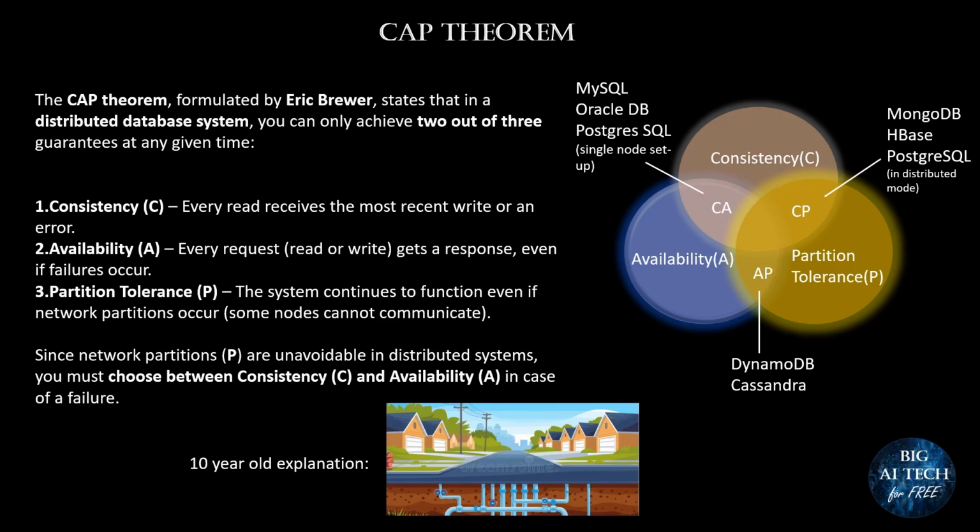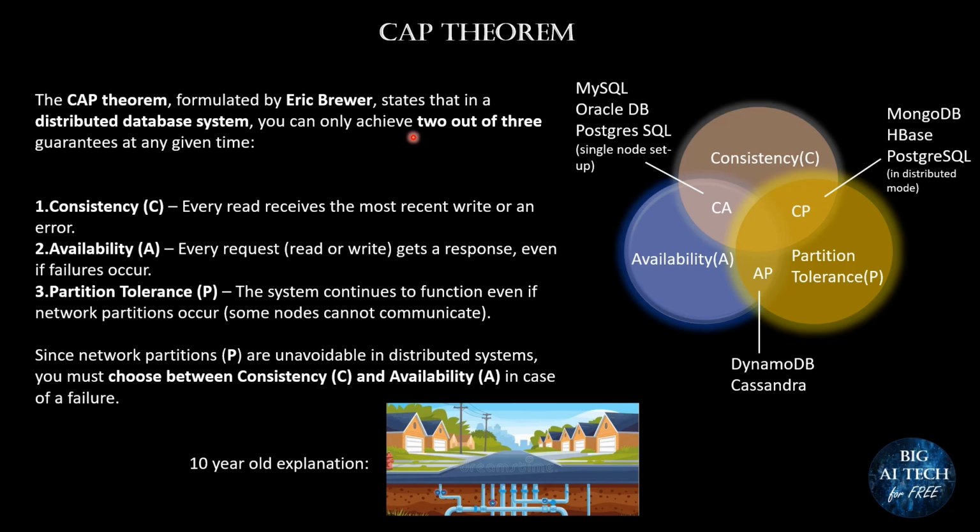Availability. Every request, read or write, gets a response even if failures occur. If we come to our example of the society with the water example, water always flows no matter what. So that's availability. Even if the water quality isn't perfect, you can always get some water. The system never says, sorry, no water for you right now. So either dirty water or clean water, some water you always get. So availability will be 100%.